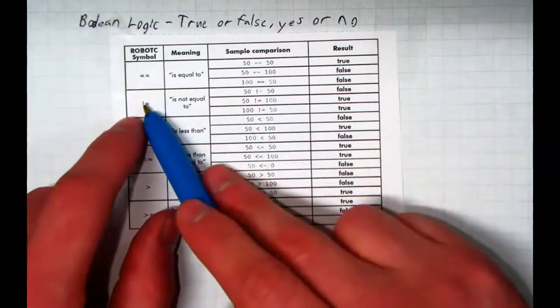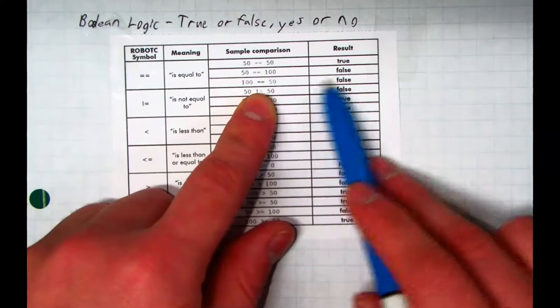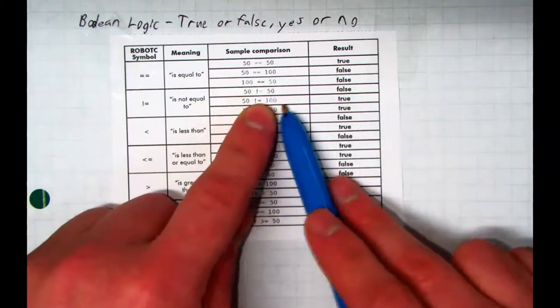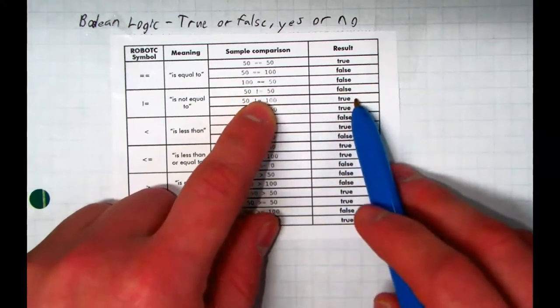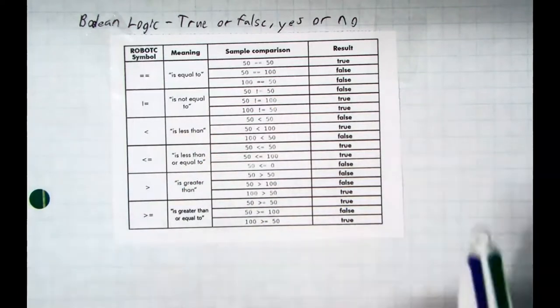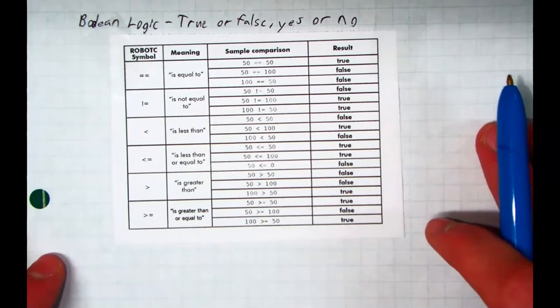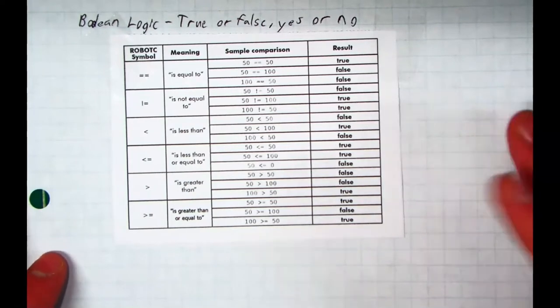This symbol right here means not equal to. 50 does not equal 50. That is a false statement. 50 does not equal 100. That is a true statement. It's either true or false. If this seems like common sense and obvious and easy to figure out, that's a good thing. If you're confused, let me know. I will hopefully help make this way easier to understand.